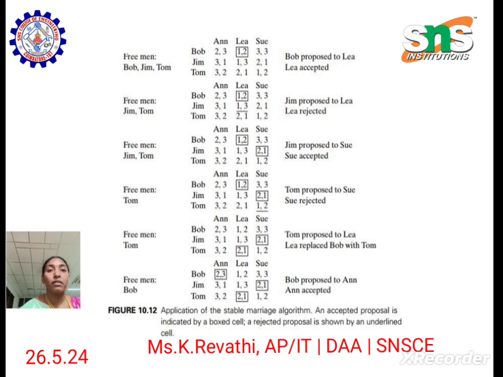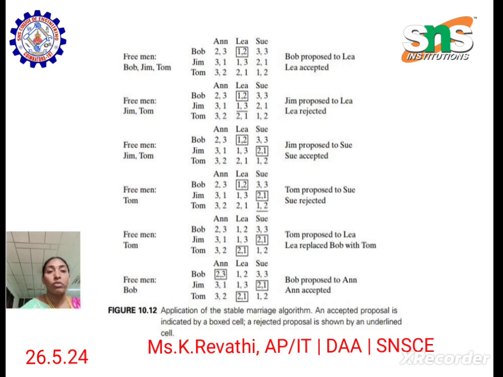Then the third free man is Tom. Tom's first preference is Sue. So Tom proposed to Sue, but Sue is already engaged with Jim. So she needs to see her preference. Her first preference is Jim, but the second preference is Tom. So she rejected Tom's proposal, as she is already committed to Jim. So Tom now searches for his another preference. Another preference is Leah.